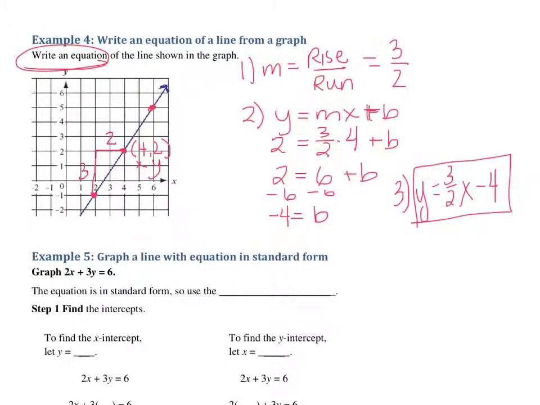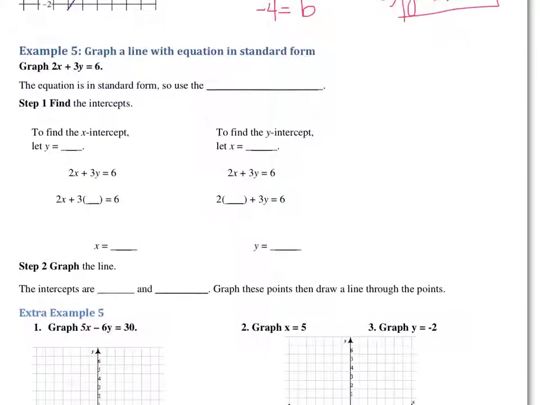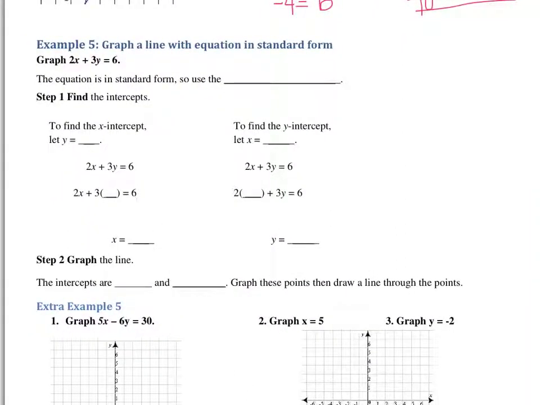Alright, we are now going to look at example 5 right here. Example 5 says graph a line with an equation in standard form. When we have an equation in standard form, this requires us to do the graphing a little bit different. What we're going to do is use the x and y-intercepts to graph it. Now some of you probably realize we could solve this for y, put it in slope-intercept form, and then use the slope and the y-intercept to graph it, but we can also use the x and y-intercepts. This is actually a little bit quicker when it's in standard form.